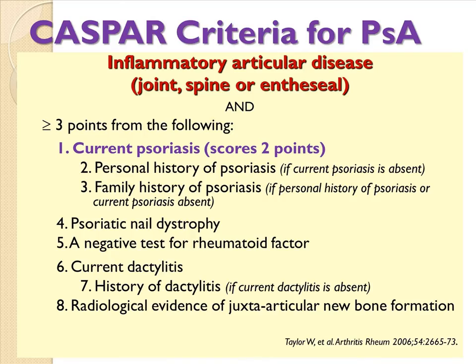Now we identify psoriatic arthritis via the CASPAR criteria, which essentially describe inflammatory changes in the articular joints, including the peripheral joint, spine, or the tendon. In addition to that, we need some more points to be classified as psoriatic arthritis. For example, current psoriasis scores 2 points. If there is no current psoriasis, then personal history of psoriasis or family history of psoriasis counts. And if there is psoriatic nail lesion, negative rheumatoid factor test, dactylitis, or some radiographic change, then we classify people into psoriatic arthritis.